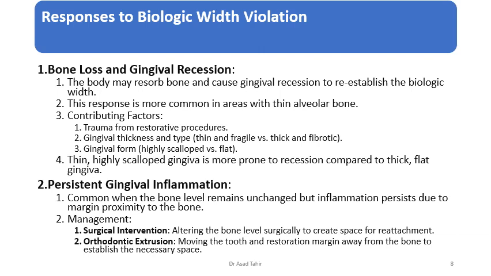Persistent gingival inflammation. Common when the bone remains unchanged, but inflammation persists due to margin proximity to the bone. Management: surgical intervention, altering the bone level surgically to create space for reattachment. Orthodontic extrusion, moving the tooth and restoration margin away from the bone to establish the necessary space.